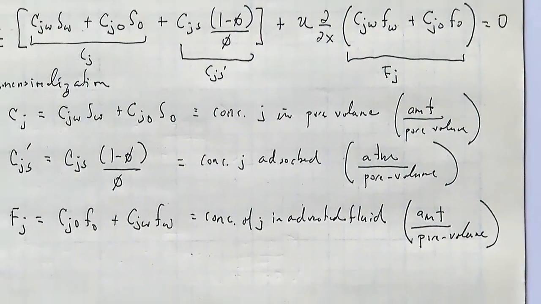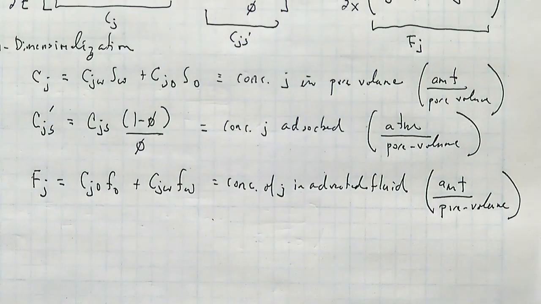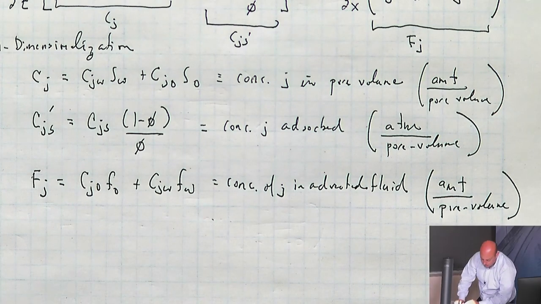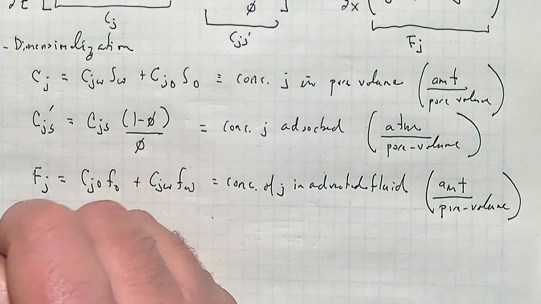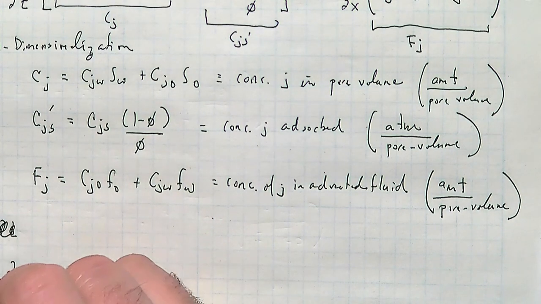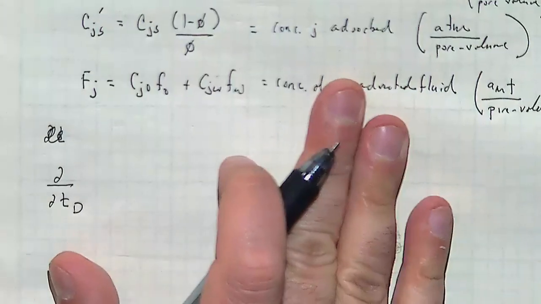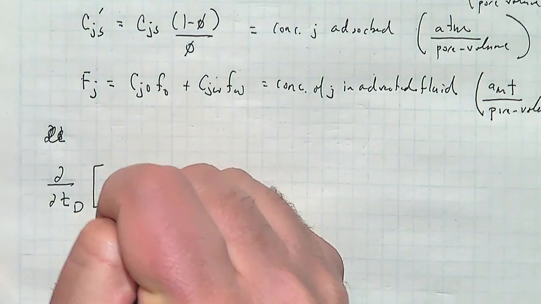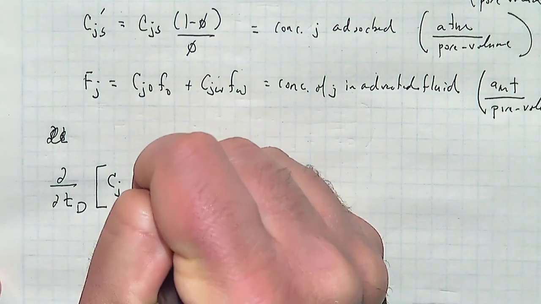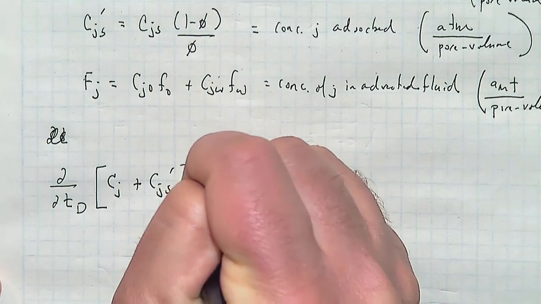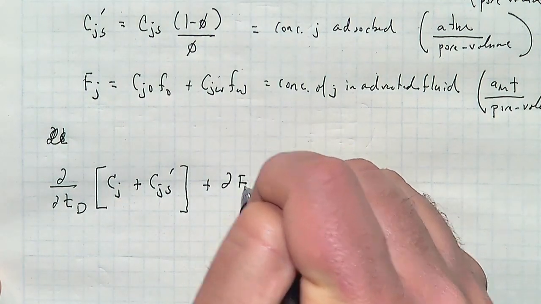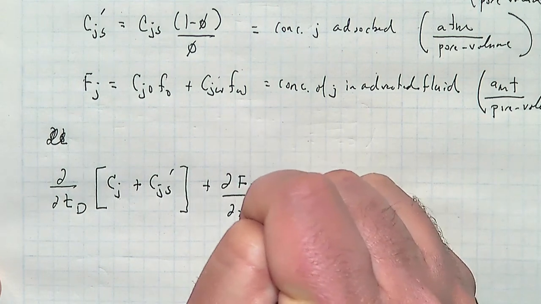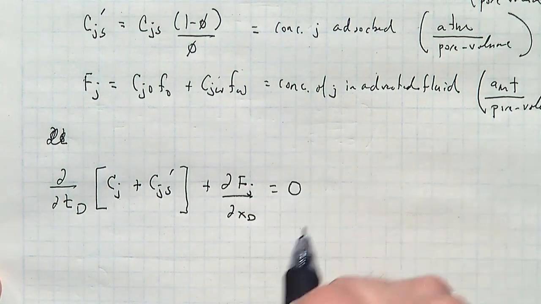Okay, so if I define those three things, then I can rewrite my equation as the partial with respect to dimensionless time of Cj plus Cjs prime, plus the partial of Fj with respect to xD is equal to 0.